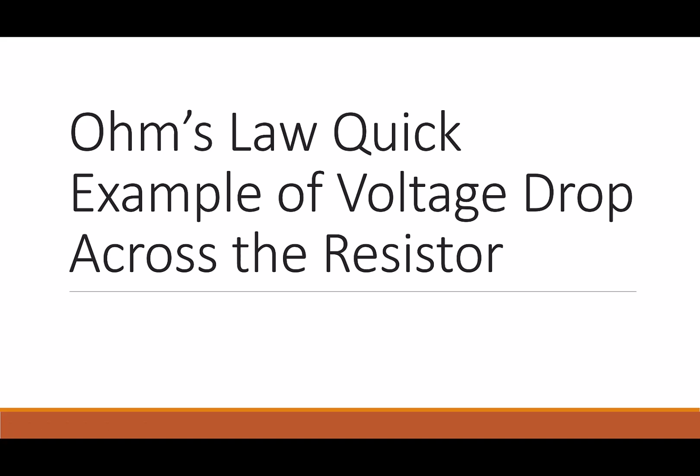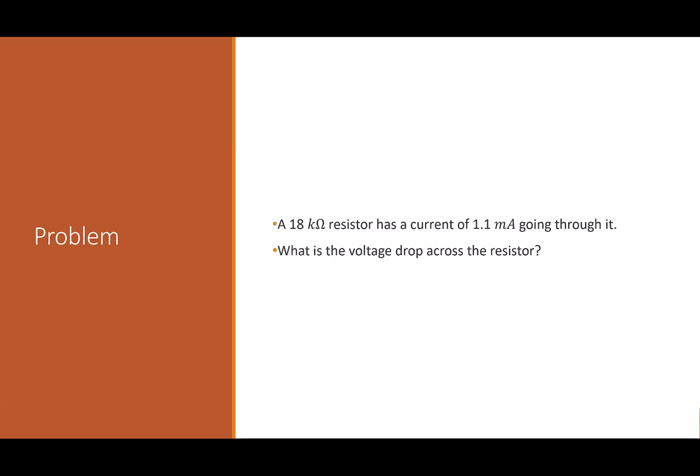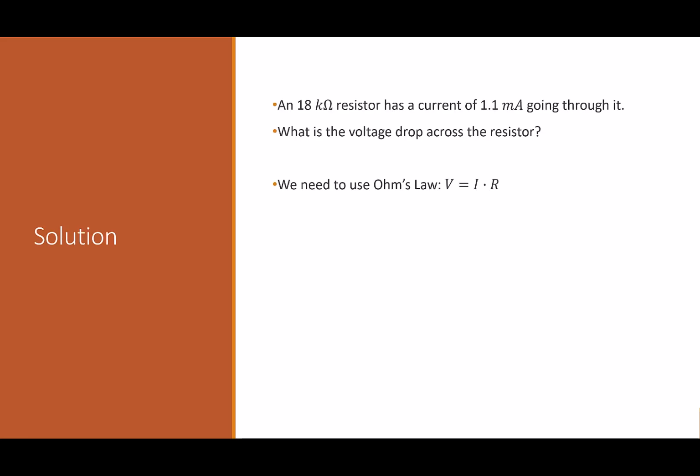We're going to do a quick example of voltage drop across a resistor. Our problem says an 18 kilo ohm resistor has a current of 1.1 milliamps going through it. We want to find the voltage drop across the resistor. To get us started, we need that Ohm's law is V equals I times R.